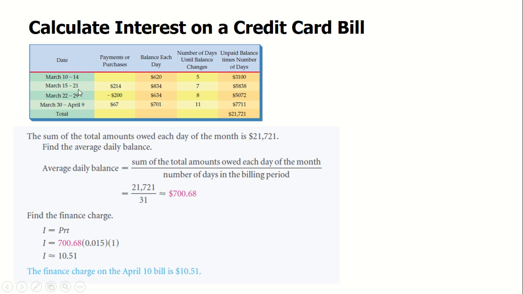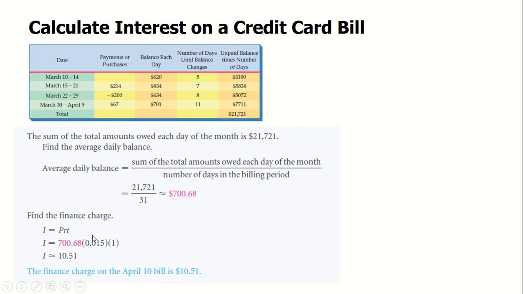Why 31? Since I made the purchase on March 10, during the month of March, rather. And March has 31 days. January, February, March. So from March 10 to March 31 is 21 days, and then April 1 to April 10 is 10 days. So I have a total number of 31 days in my billing period. So 21,721 divided by 31 is 768. This is not your bill, but this is the principal that you will use to compute for the finance charge.